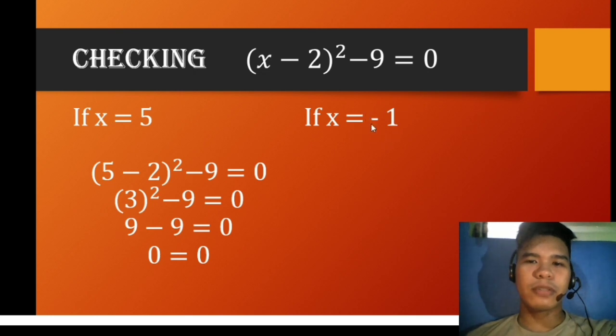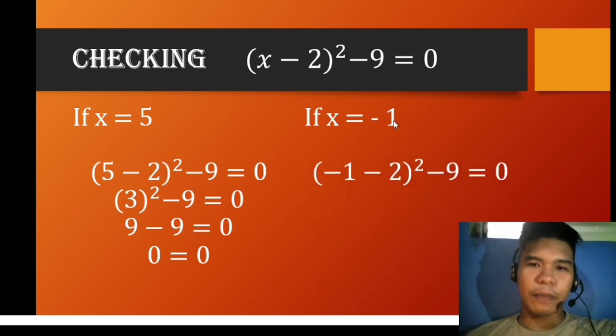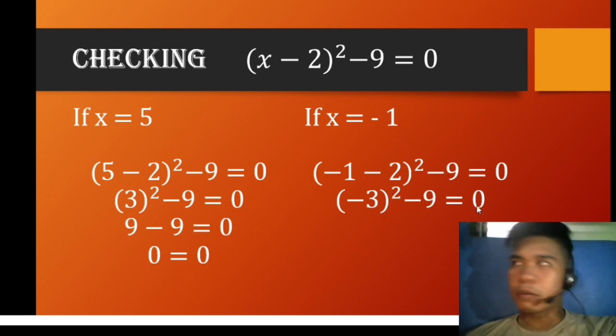So this time we're going to substitute negative 1 for x. So this will become negative 1 for x, copy minus 2, copy quantity squared, copy minus 9 equal to 0. So deal first with the expression inside the parentheses, negative 1 minus 2. Since they have the same sign, we add. So 1 plus 2 is 3. And then you copy their common sign. So we have negative 3 quantity squared minus 9 equal to 0.